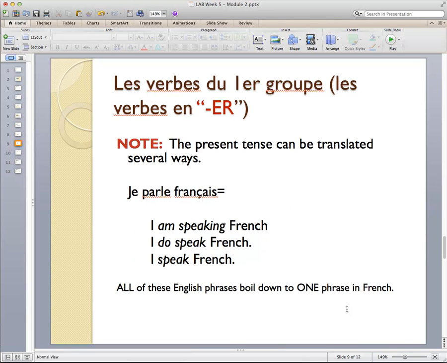Which brings us to our next important point. The present tense in French can be translated several ways. The sentence Je parle français in French means three different things in English. Je parle français means I am speaking French, but it also means I do speak French, and it also means I speak French. All of these English phrases boil down to one phrase in French.